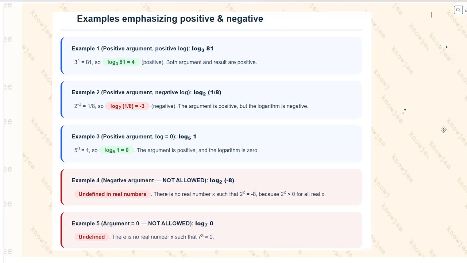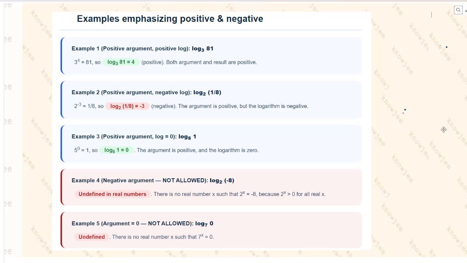The value of log is negative. 2 to the power minus 3 is equal to 1 by 8. So the log is negative. So the result can be negative. The value of log can be negative. The argument is positive, but the logarithm is negative. Now example 3. We have a positive argument which is equal to 1.